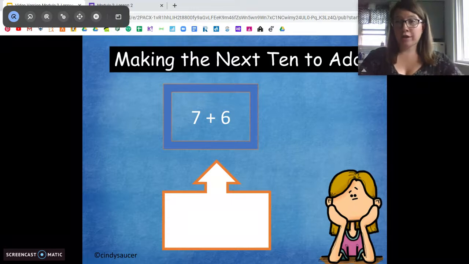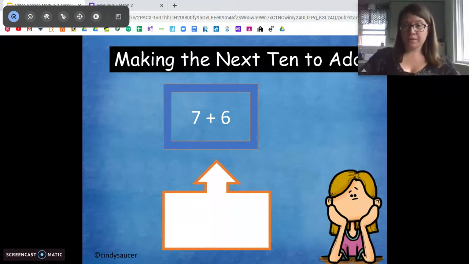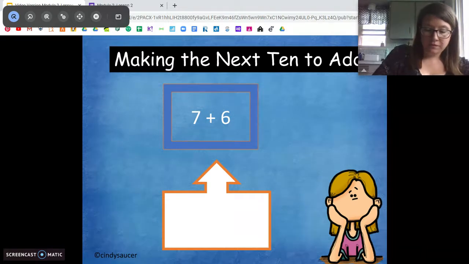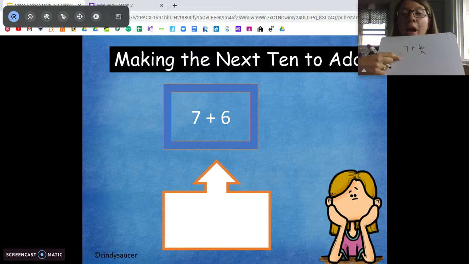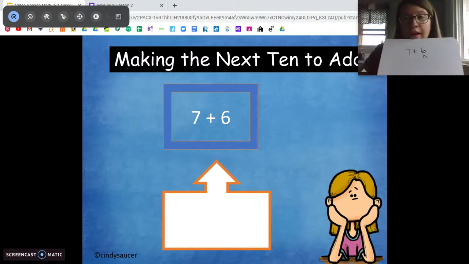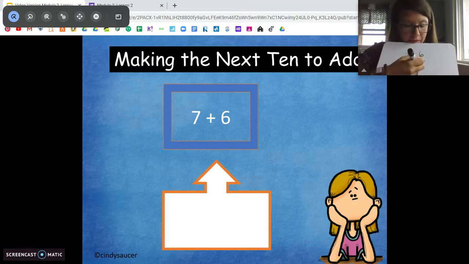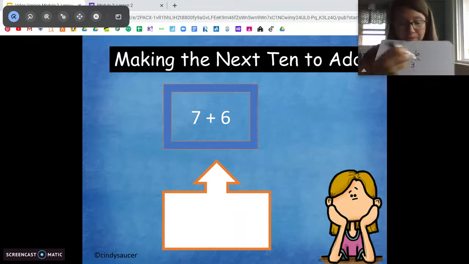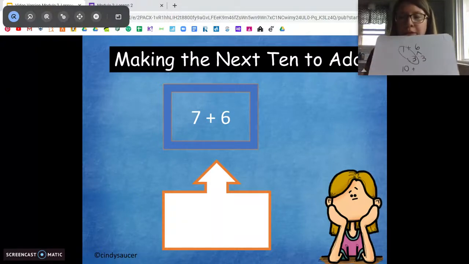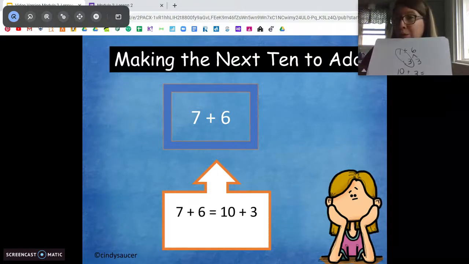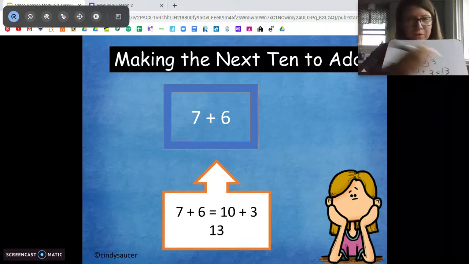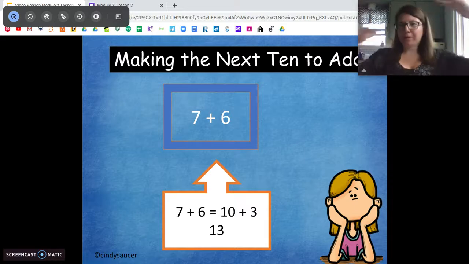7 plus 6. Pause and try that one on your own. Ready? Okay. So again, we're going to break apart the 6 to get the 7 to 10. How many do we need to get 7 to add up to 10? 3. Awesome. And what's the other part of our number bond? 3. Good. Now we know 7 plus 3 is 10. Plus what's our leftovers? 3. So 10 plus 3 equals 7 plus 6, which equals 13. Both 7 plus 6 and 10 plus 3 equal 13. That's why we can put the equal sign in.